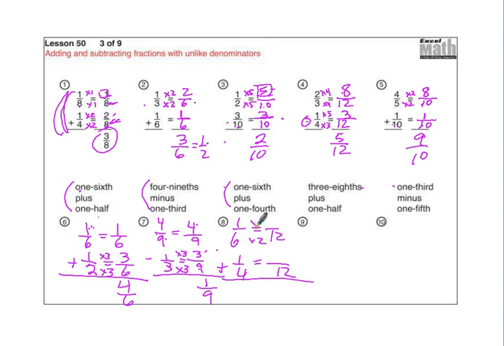6 times 2 is 12. 1 times 2 is 2. 4 times 3 is 12. 1 times 3 is 3. This is an addition problem. 2 plus 3 is equal to 5. 5/12 is your answer. The next problem, you should have written down 3/8 plus 1/2.